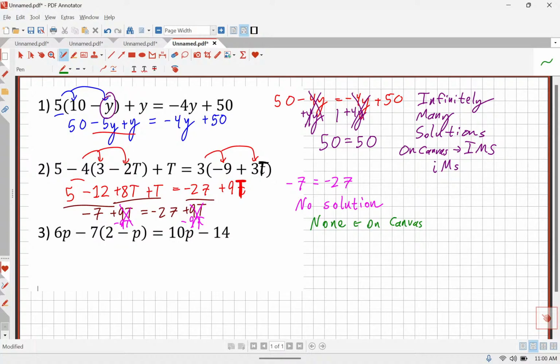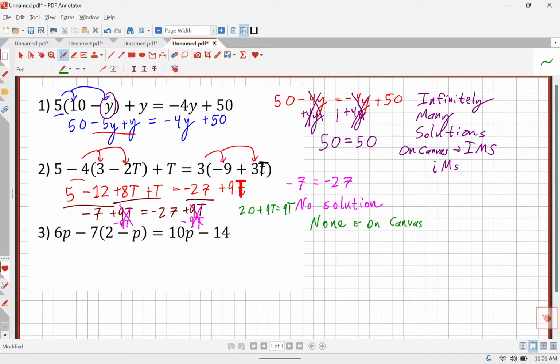Yes, Jack? So on number 2, do you have to do the whole thing? So you're saying when you get here, can you just say no solution? Can we do the plus 27 instead? Oh, sure, you could. And that would give us 20 plus 9t equals 9t. I'm not sure that that's more helpful. I mean, it's a legal move to add 27 to both sides, but it's also a legal move to divide both sides by 12. You know what I mean?